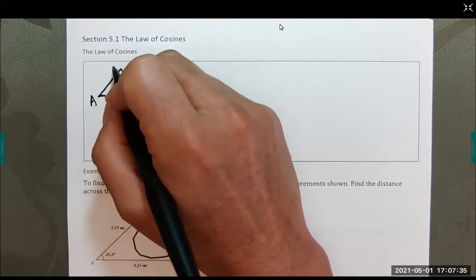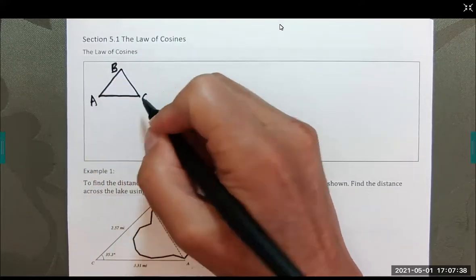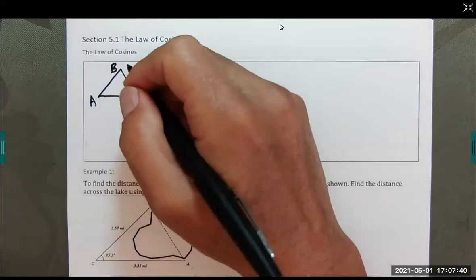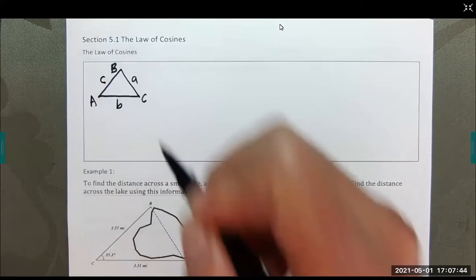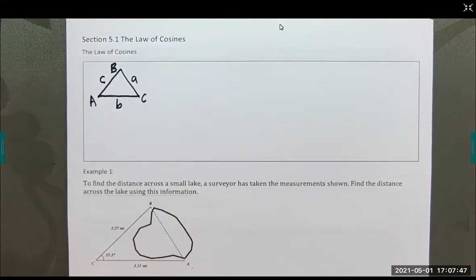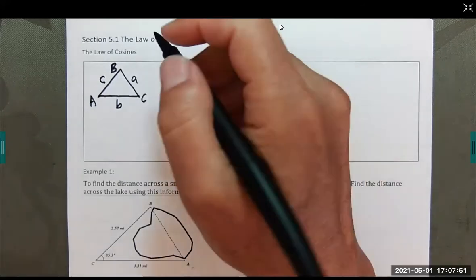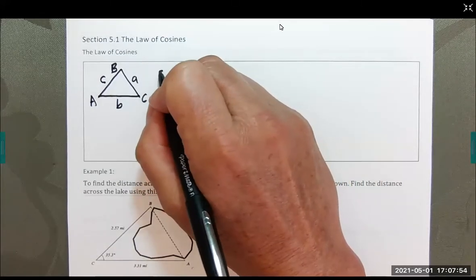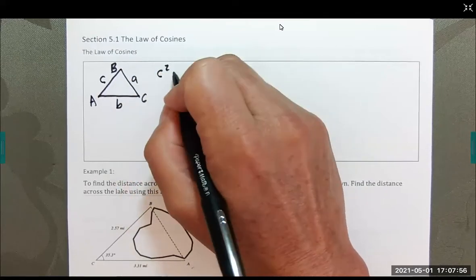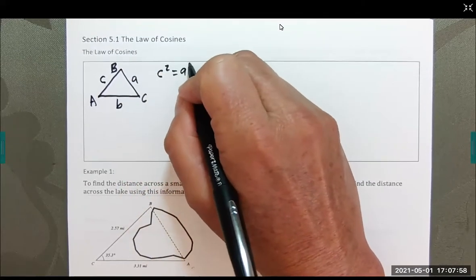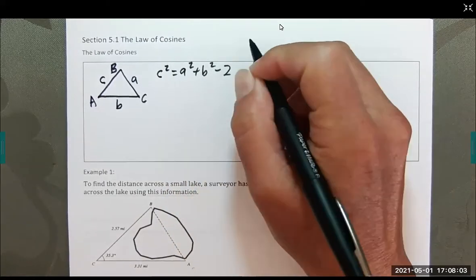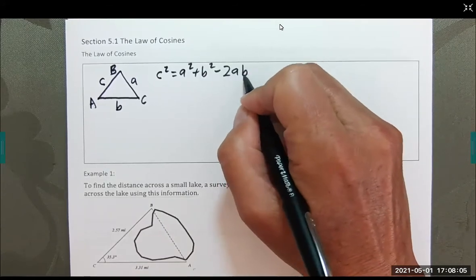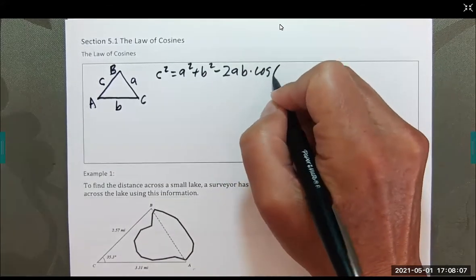So a triangle with angles A, B, and C and sides A, B, and C. We're given a non-right triangle. Actually, it could be a right triangle, but this is for any triangle. What we have is that C squared, side C squared, is equal to side A squared plus side B squared minus 2 times A times B times the cosine of angle C.